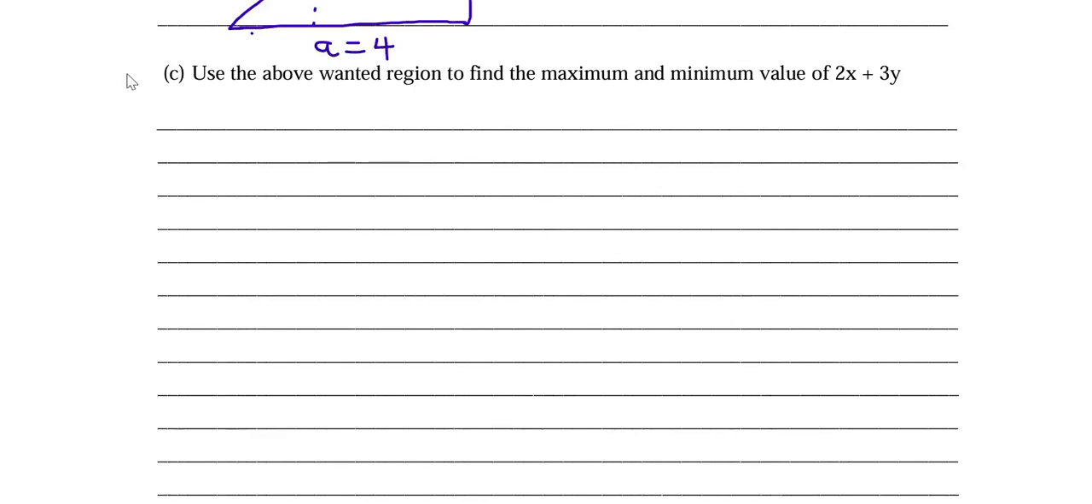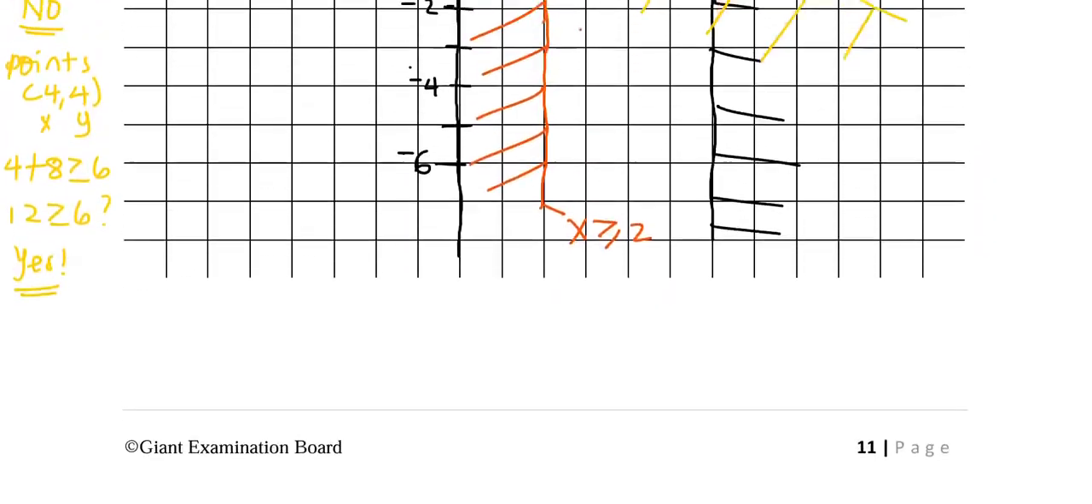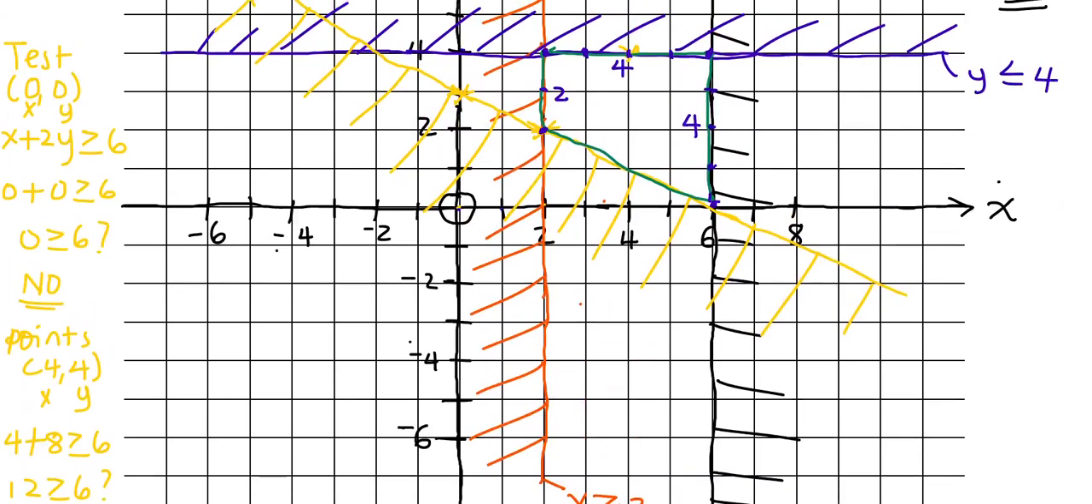And finally, part C for number 15 says, use the above wanted region to find the maximum and the minimum value of 2x plus 3y. So we need to find the minimum and the maximum values of 2x plus 3y. So what we do is, we go back to our graph of the wanted region, which is here.